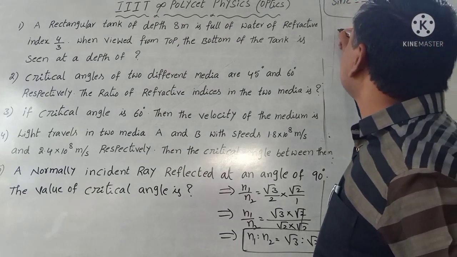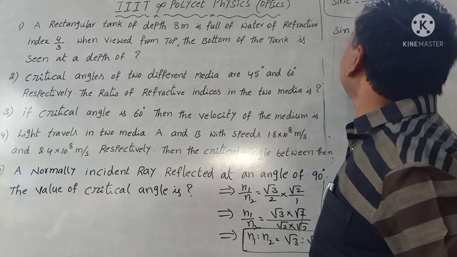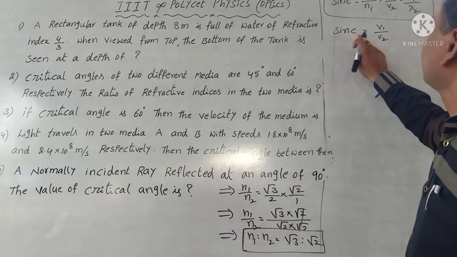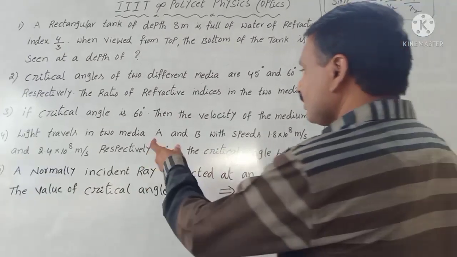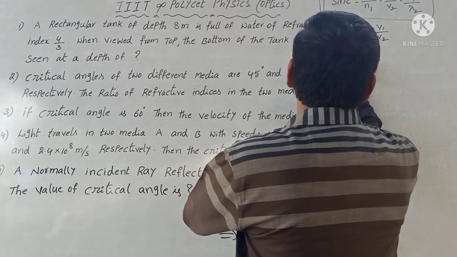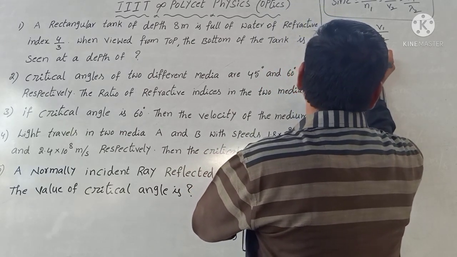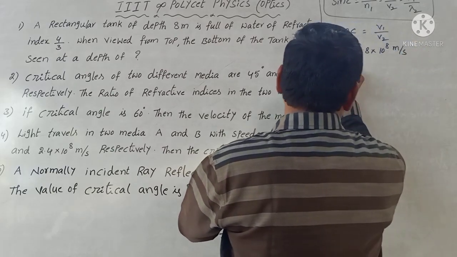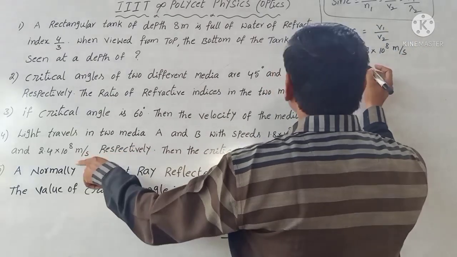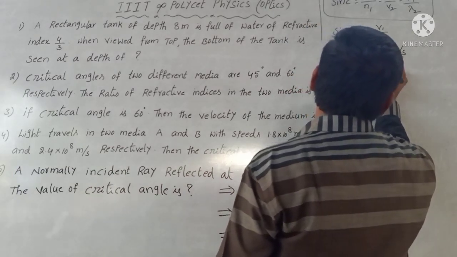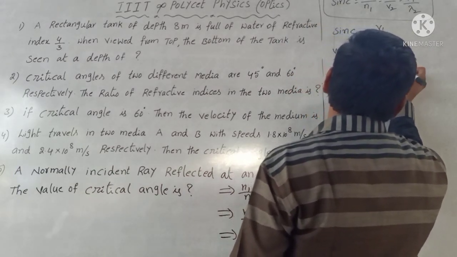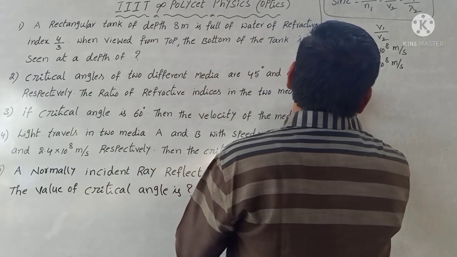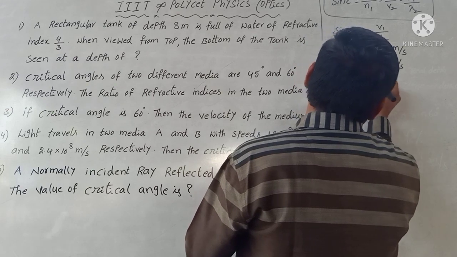So sin c equals v1 by v2. Here, given that the v1 value is 1.8 × 10^8 meters per second, and the v2 value is 2.4 × 10^8 meters per second. Next, find the critical angle: you find the sin c value.